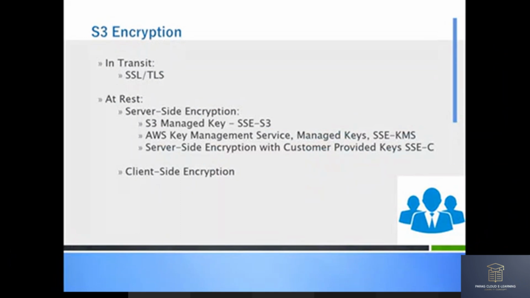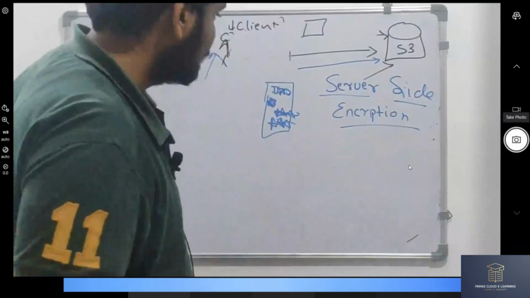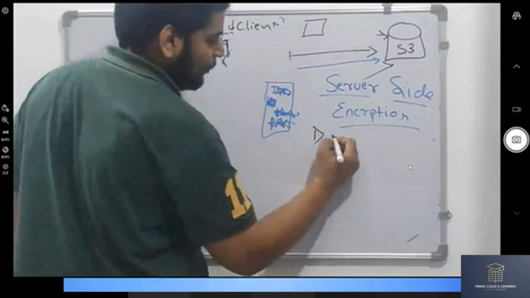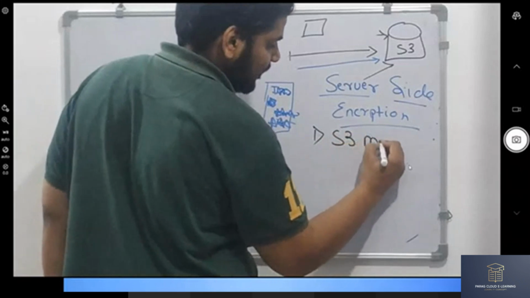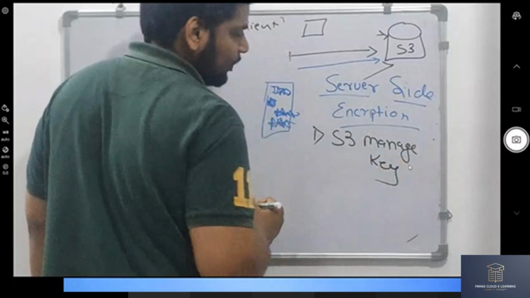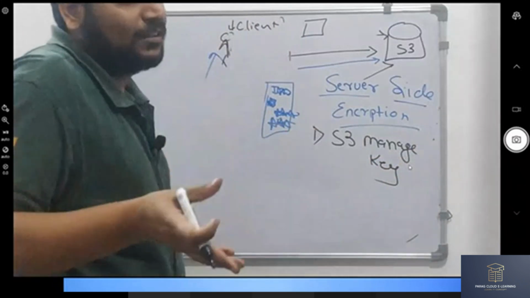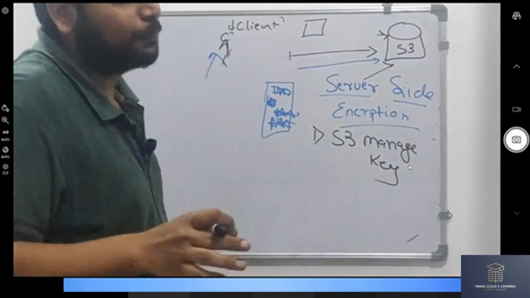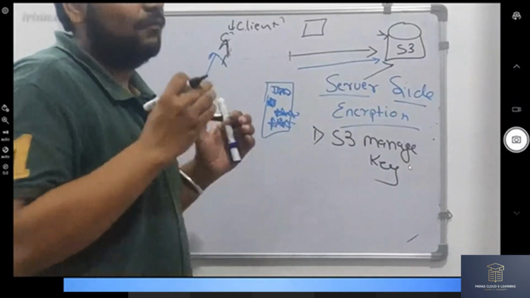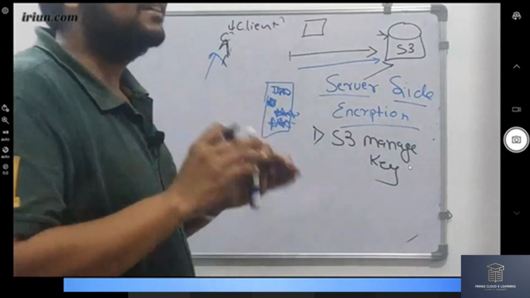In this case, we have three categories: S3 managed key, Amazon managed key, and customer provided key. So I told you the three scenarios. First thing, S3 manages the key. All these things are about the key. Who is managing the key? So simple, I am depositing the money in the bank, and it's the bank's responsibility. Where they want to keep the money, how they want to keep the money, in which vault they want to keep the money, it's their responsibility.